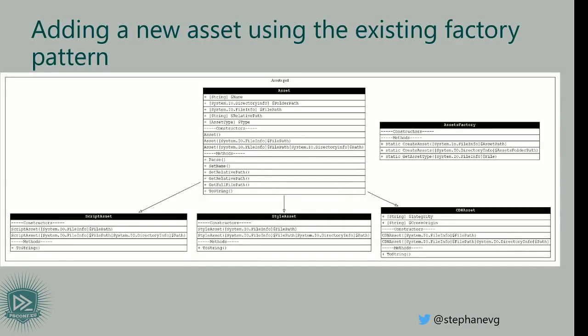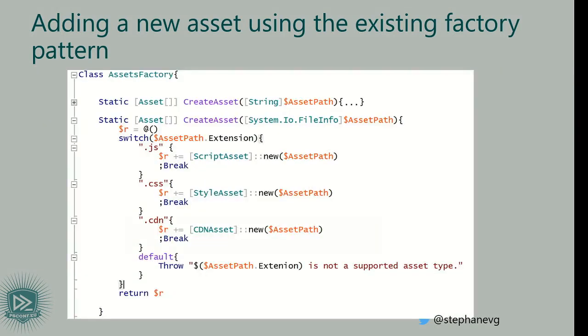Simply the same diagram, but we add a new class and we inherit from the parent asset class. And that's it. I add a new class and I add one statement in my switch to handle .cdn, and that's it. And by doing just that, I still reuse the same code to generate new types of assets, but I have written maybe 20 lines of code, right?